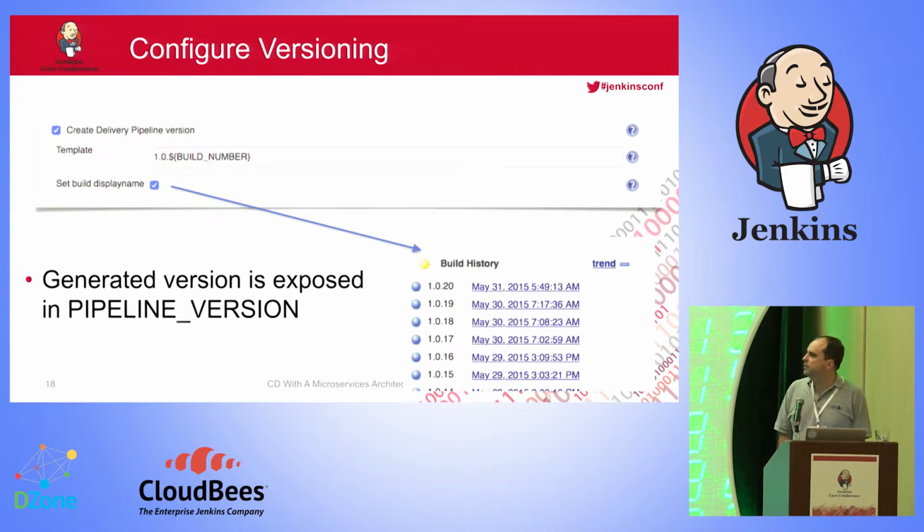Also, the generated version is exposed in a pipeline version environment variable, and it's passed as a parameter to all of the downstream jobs that we connect together. So those jobs can work on the right version of the software that we built in the first job.